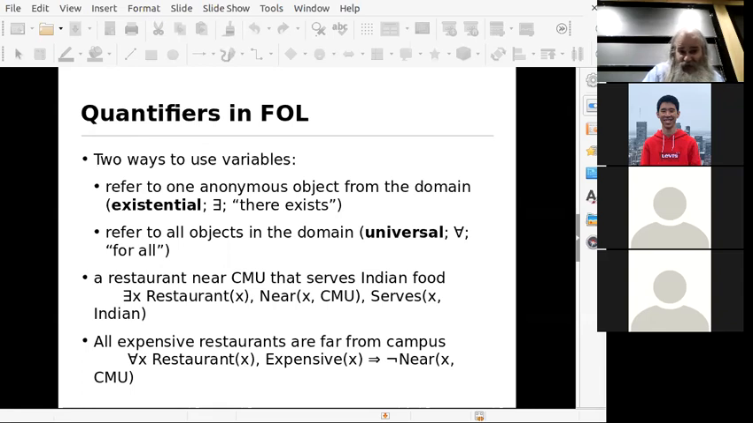A restaurant near CMU that serves Indian food, okay, that could be written as there exists X such that X is a restaurant, it's near CMU, and it serves Indian, okay? And the comma here between the restaurant and near is going to be the and form. All expensive restaurants are far from campus. So what we could say is, for all X, if it's a restaurant and it's expensive, it implies it's not near CMU, okay? So we can get representations of sentences like that.